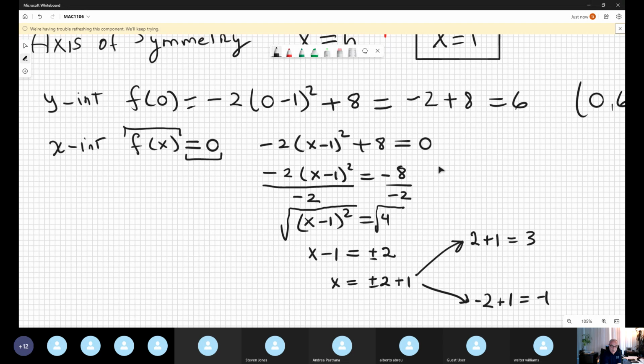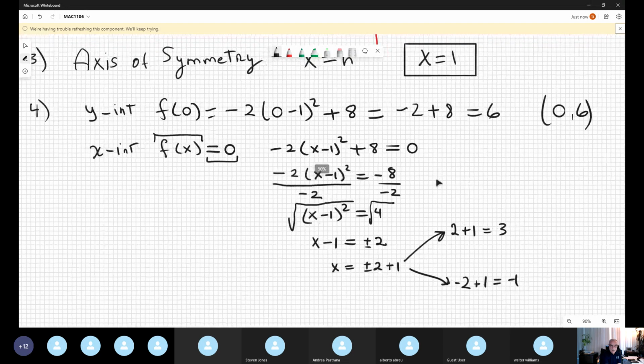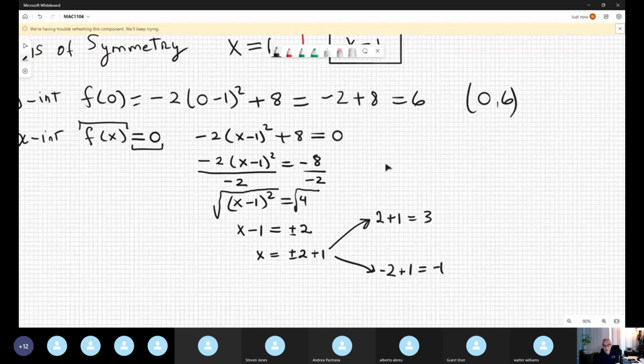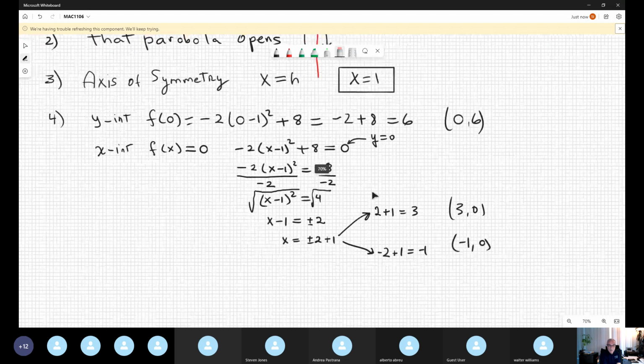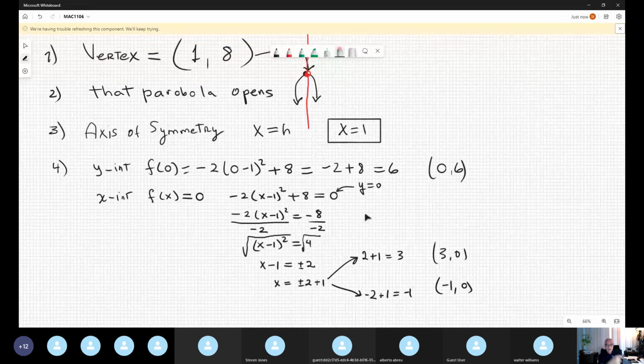This is not completed because I need a point, and a point has two components. The points are (3, 0) and (-1, 0), because according to the supposition, you declare y equals 0. This is the formula. So now we have plenty of information to start doing the sketch.